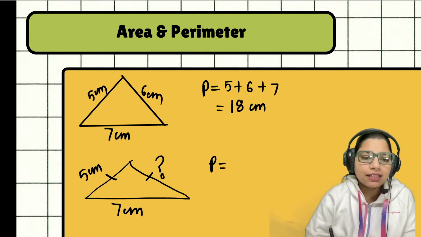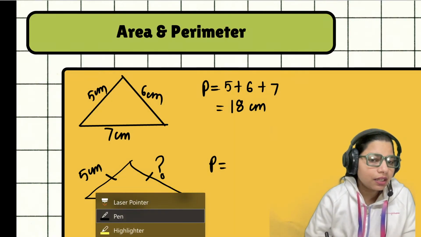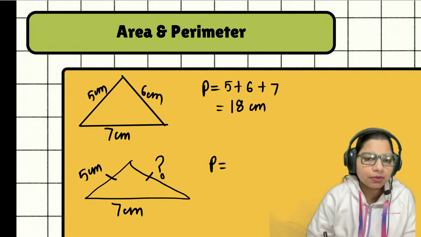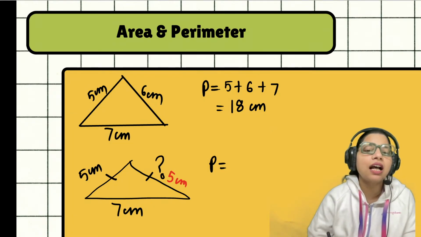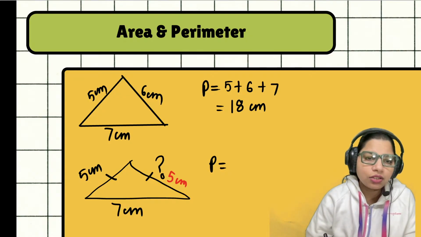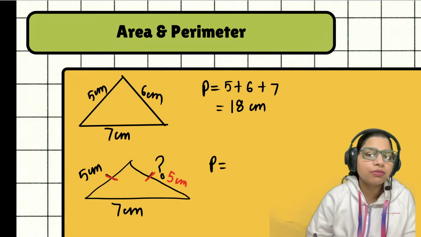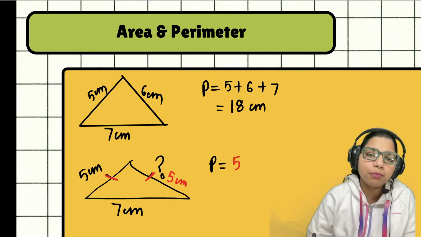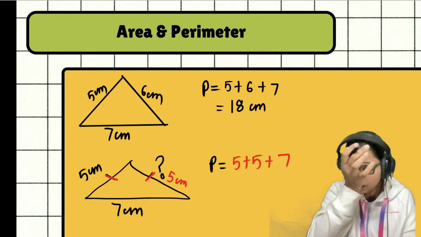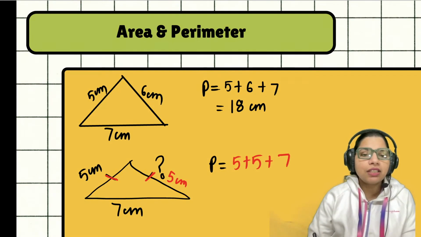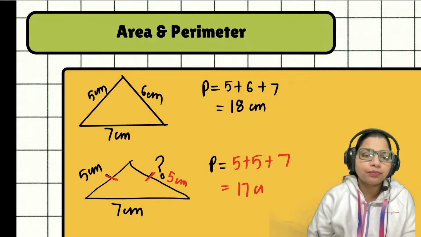So if that is 5 centimeters, what will this be? Yes, 5 centimeters. Why? Because it's an isosceles triangle, which has two sides equal. So they both are 5 and 5. So 5 plus 5 plus 7. The answer comes to 17 centimeters.